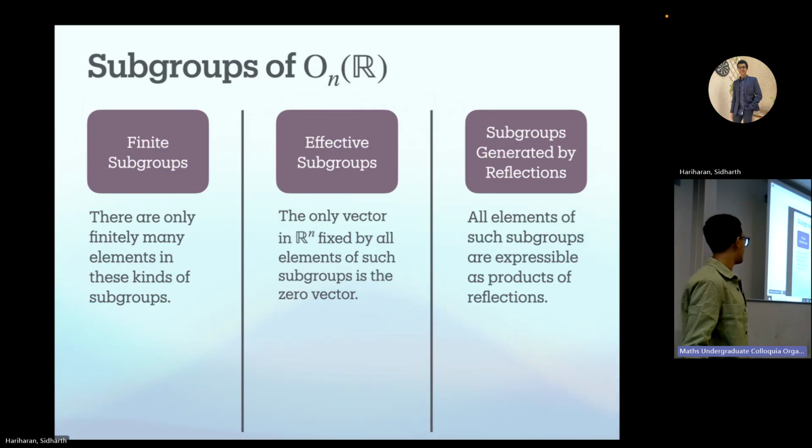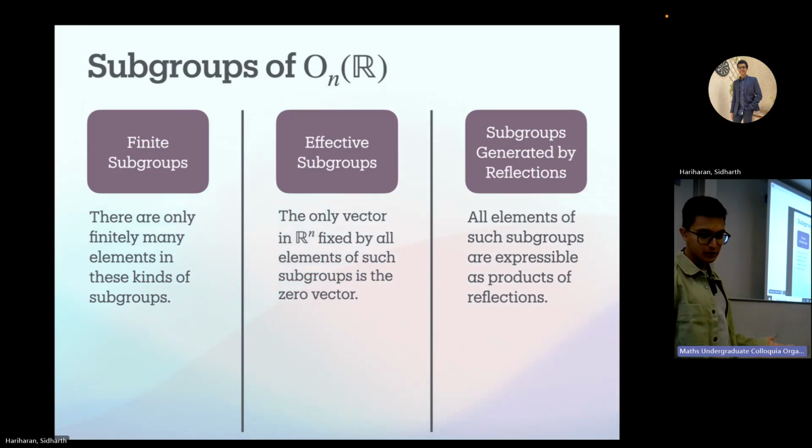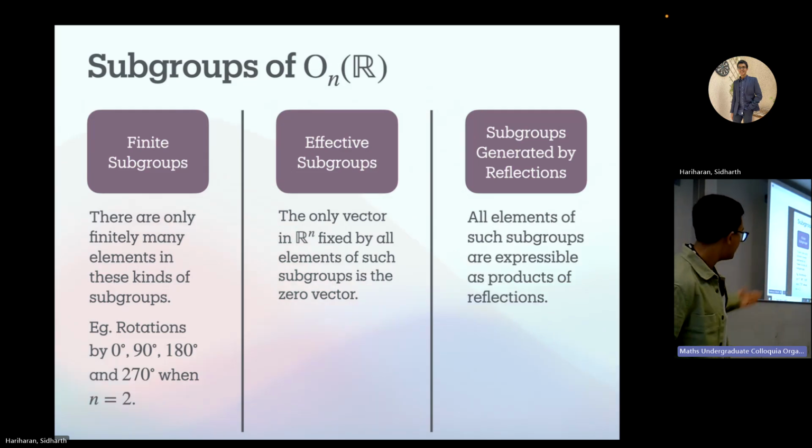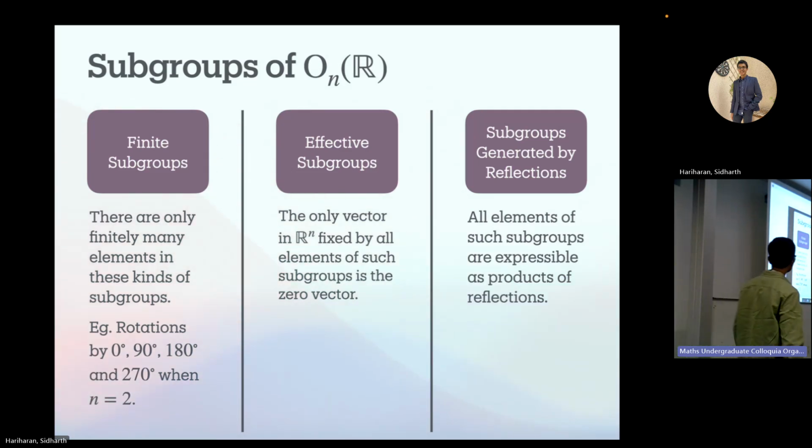And then you have subgroups generated by reflections. Again, it's exactly what it sounds like. It means that all elements of such subgroups can be expressed as products of reflections. By product, I mean compositions of reflections. So for examples, if you take a subgroup, this is basically a cyclic group of order 4, which lives in O_n(R). You can think of it as all 4 of these rotations together: 90, 180, 270, and 360. So this is an example of a finite subgroup because obviously it only consists of 4 elements.